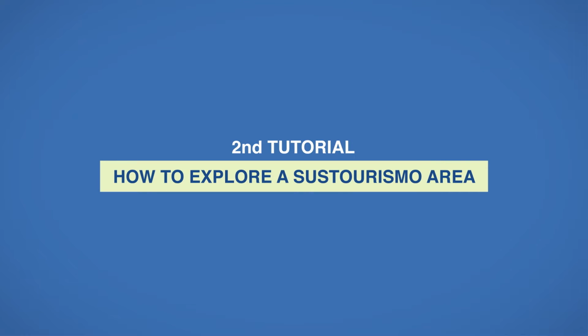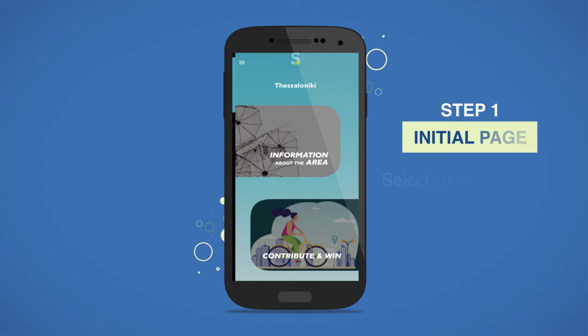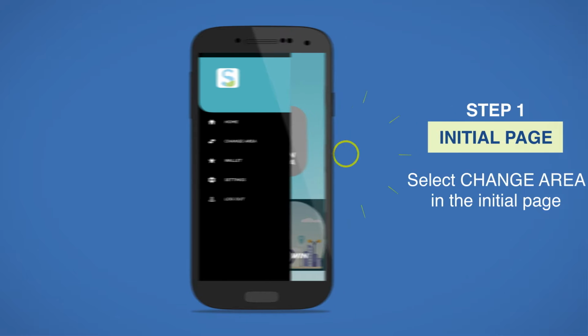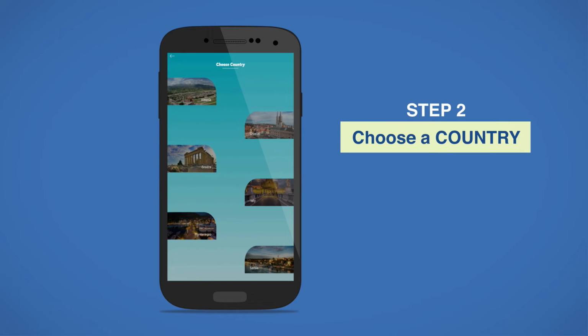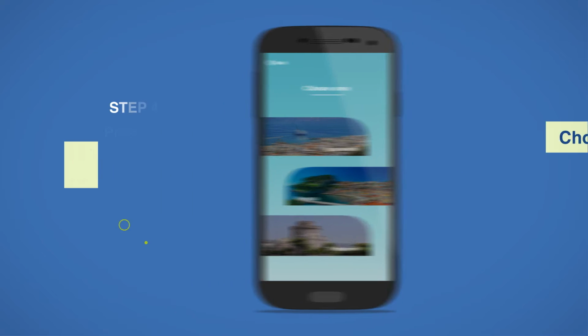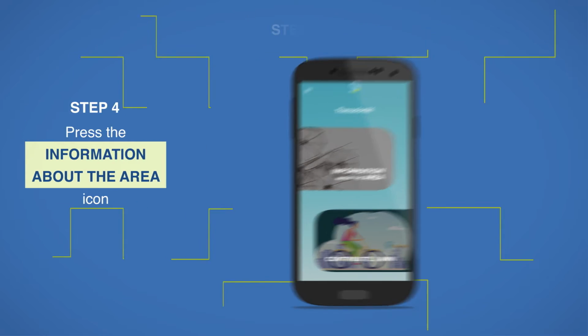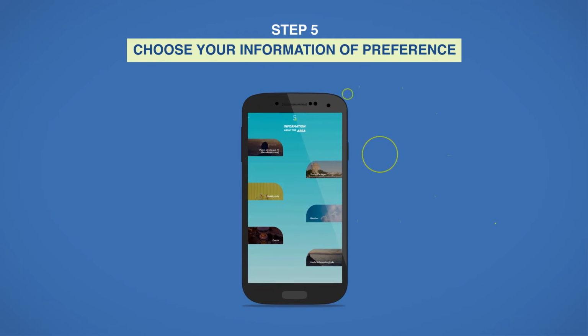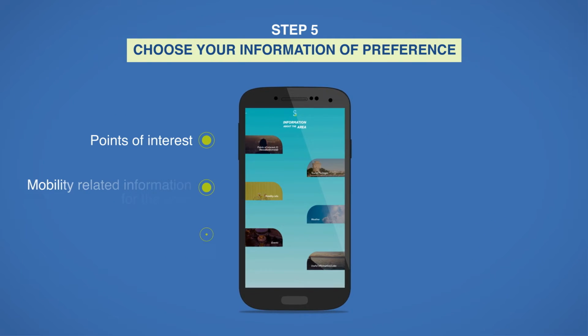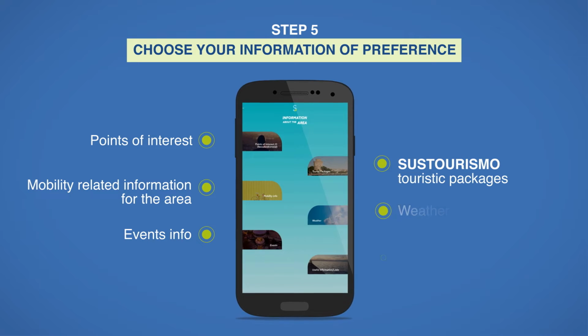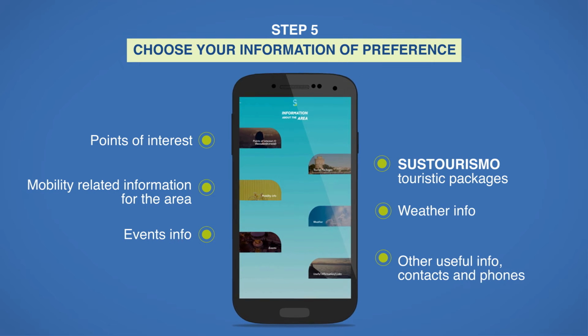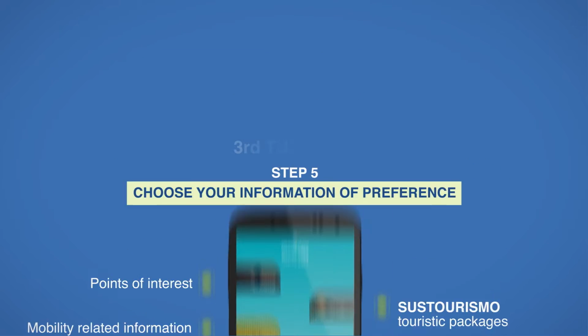How to explore a Sustourismo area. Choose Change Area in the initial page. Choose a country and an area. Choose the information icon to get useful information about the Sustourismo area you selected. Now you can search for everything you want about the Sustourismo area.